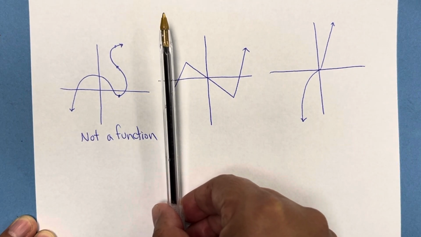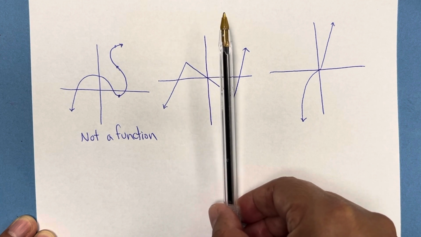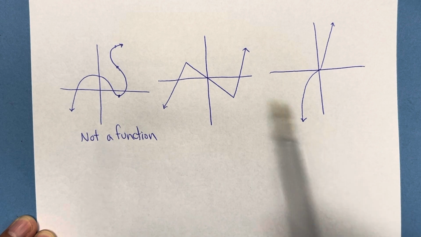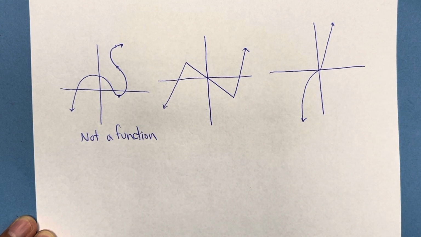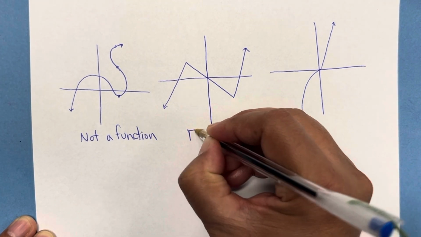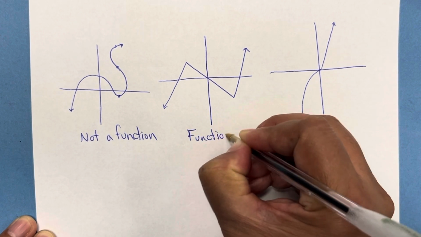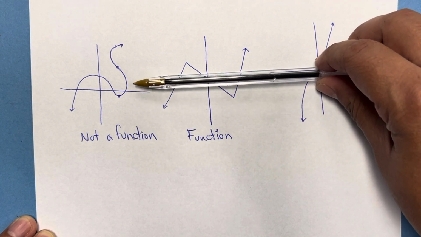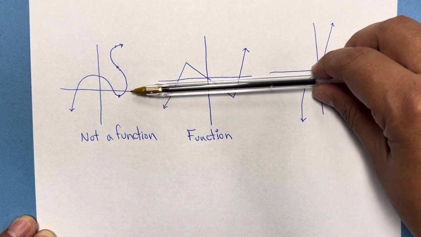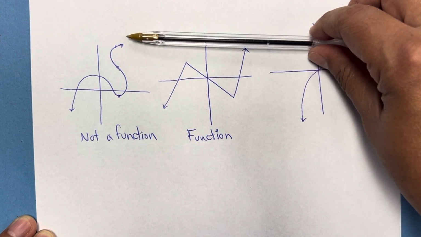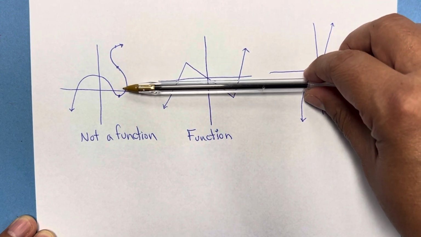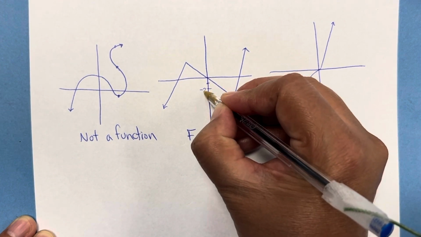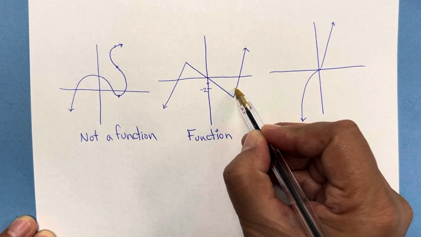For the next one, if you do the vertical test, at every moment, there is only 1 point being touched by that vertical object, either the pencil or a stick, whatever it is. So that makes it a function. It's just that there is not a one-to-one relationship. Why? Because at certain points, if you do a horizontal test, then for y, when you have -2, let's say, there are more than 1 point.